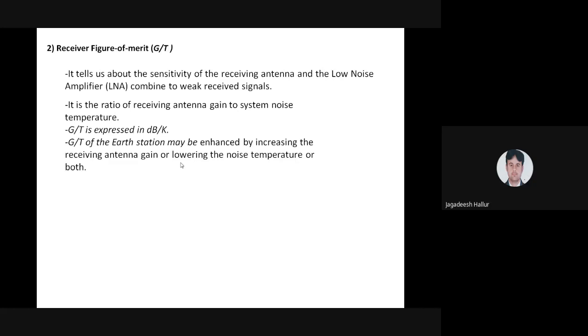Similarly, for the receiver figure of merit, it tells us about the sensitivity of the receiving antenna. It is going to decide how sensitive the system is in receiving a signal. The sensitivity of a receiving signal and the low noise amplifier combine the weak received signal. It is the ratio of receiving antenna gain to the system noise temperature. And the system noise temperature you have studied, that is the total system noise temperature T is equal to T1 plus T2 plus T3, like this. The gain to temperature ratio is expressed in decibel per Kelvin. And G by T of the station may be enhanced by increasing the receiver antenna gain.